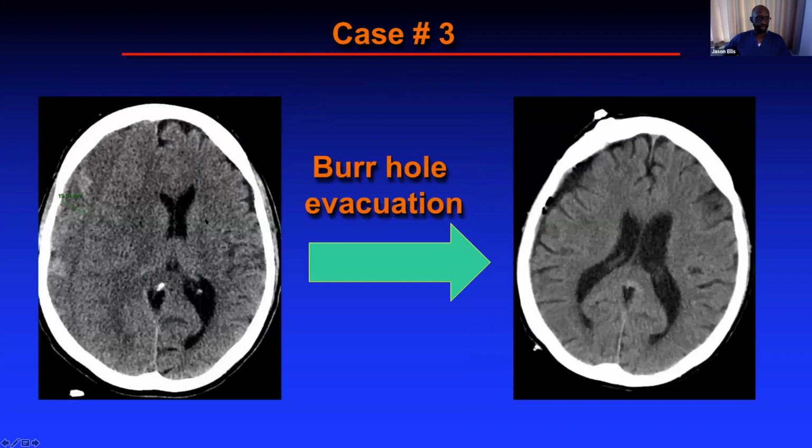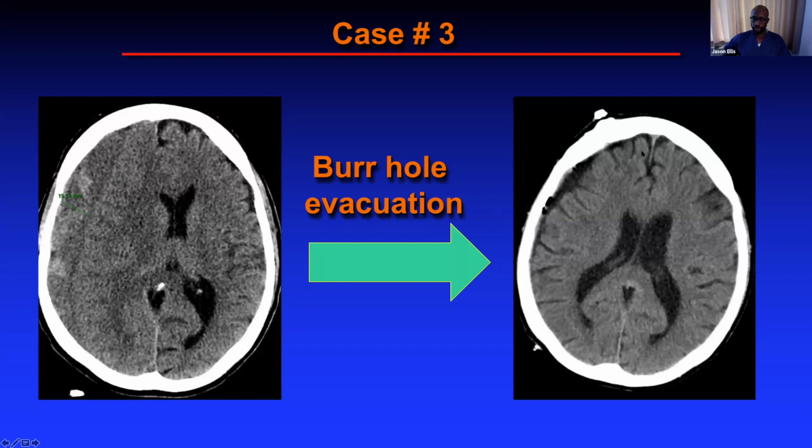So this patient underwent Burrhole evacuation. And what that means is I put 2 little holes the size of a quarter in his skull. I put 1 hole here, another hole here, and then I irrigated this blood through from 1 hole to the other. And this is the result that you get.